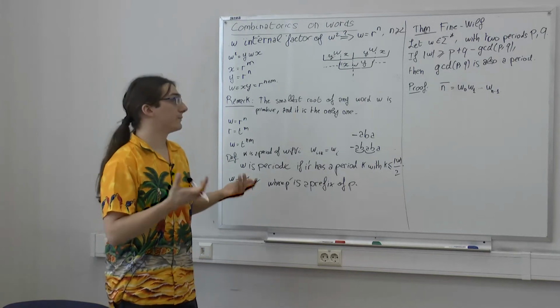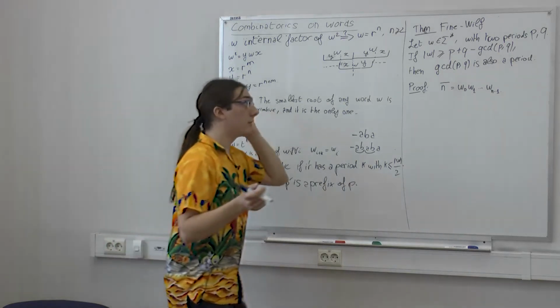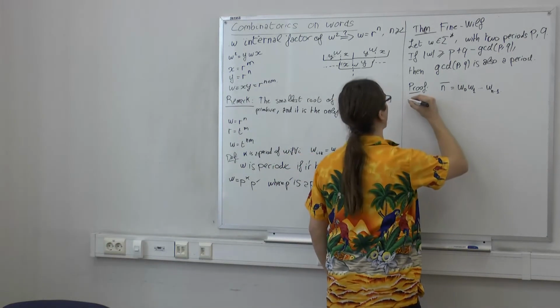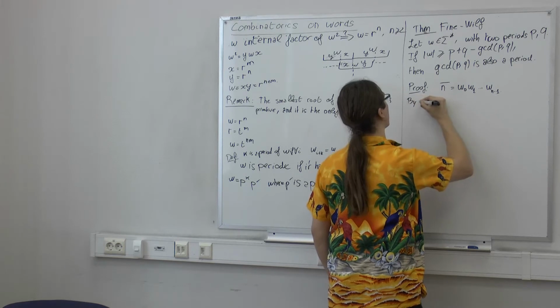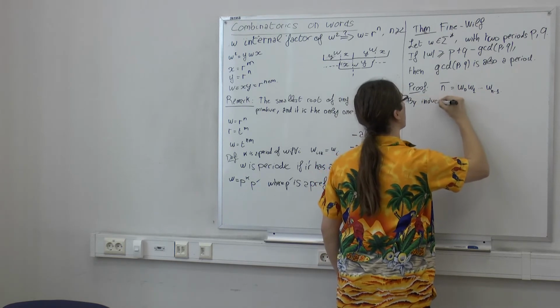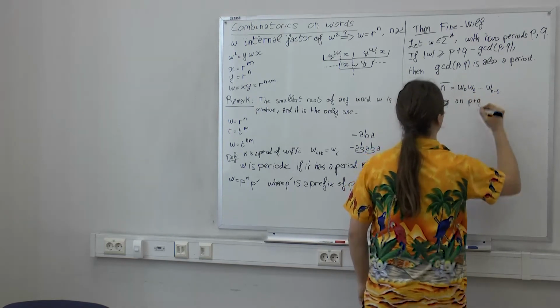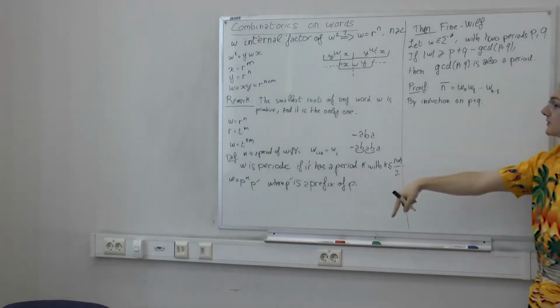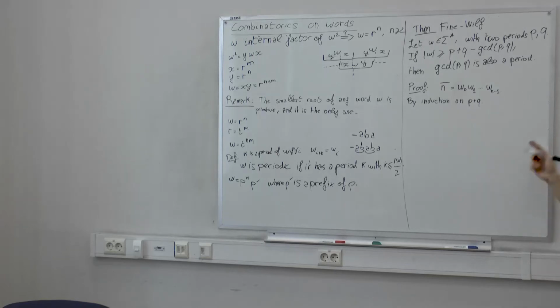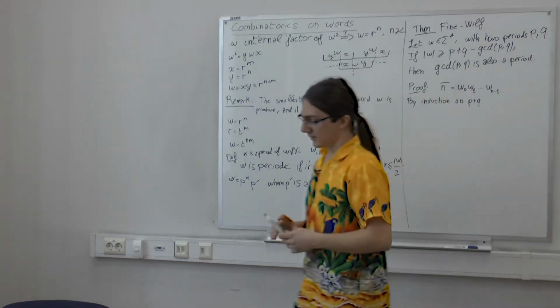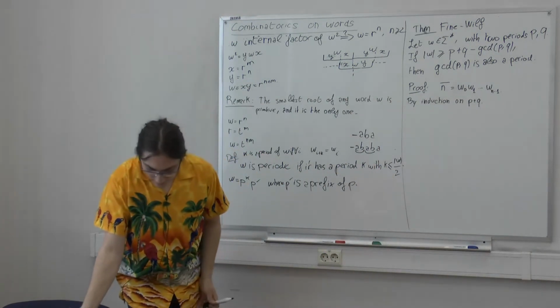And, okay, as usual, we reason by induction on P plus Q. You see a bit the same pattern as we had in the first Lyndon-Schützenberger theorem. So we reason by induction on P plus Q, and let me check exactly.